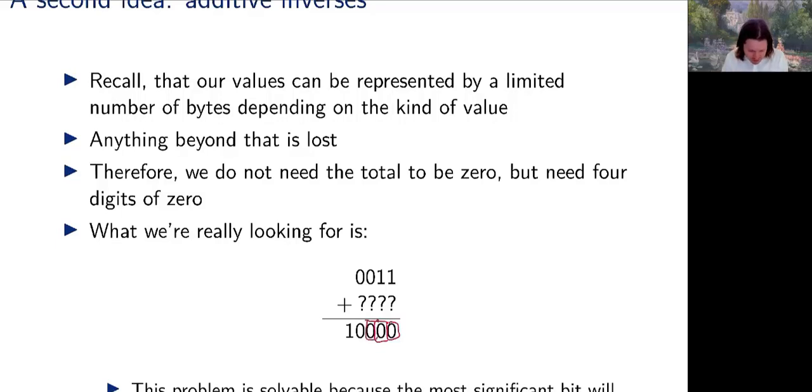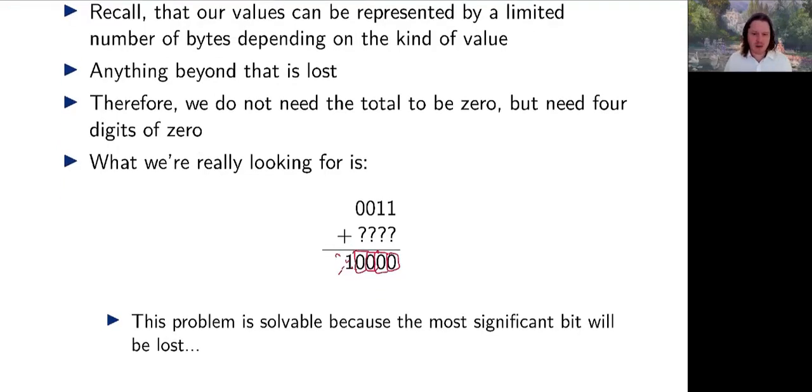All we have to do is ensure that 4 bits get into those slots, and this 1 will inevitably not be stored anywhere. So what can we add to do this? Well, this problem is solvable because the most significant bit, that 1, is not going to be recorded anywhere. It will be lost and it will not be stored in the result of this computation because there's not enough bits to store it.